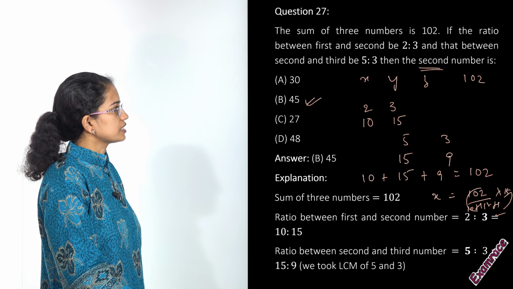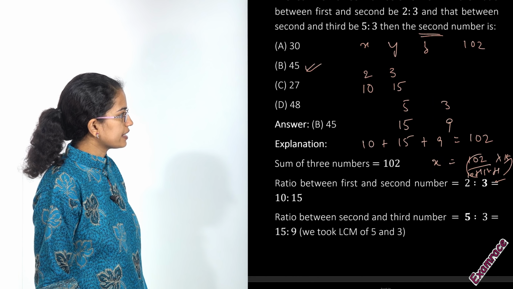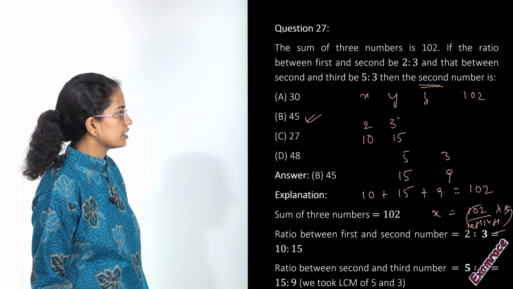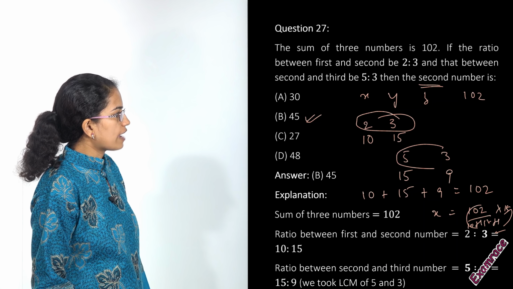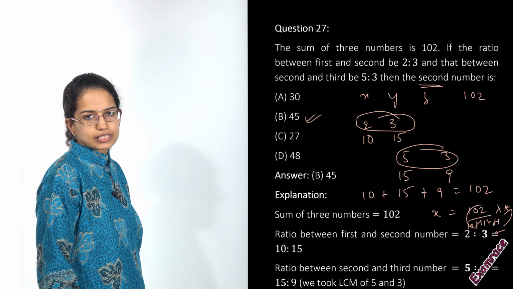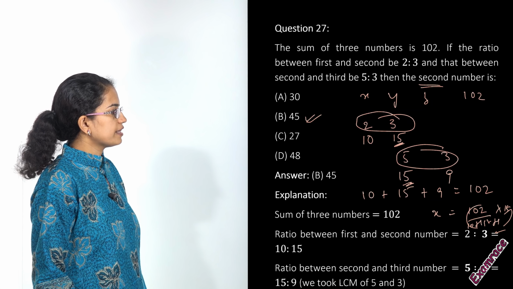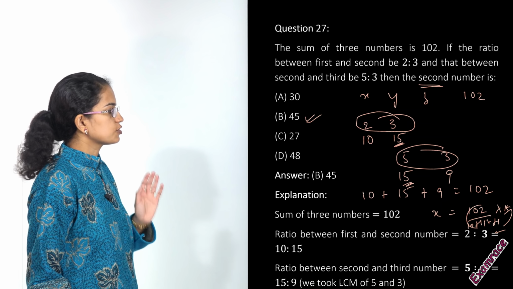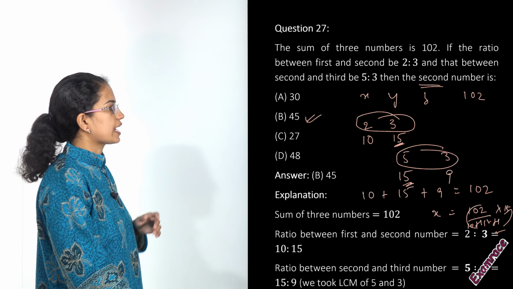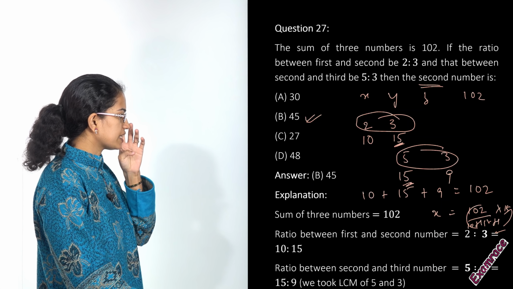A very direct question. The only thing that you have to keep in mind is you have the ratios for the first two and the last two. So what you need to do is you have to have a uniform middle value to understand it. And once you have a uniform middle value, I can put the ratio as 10:15:9 and then solve it, and it makes the question very simple.